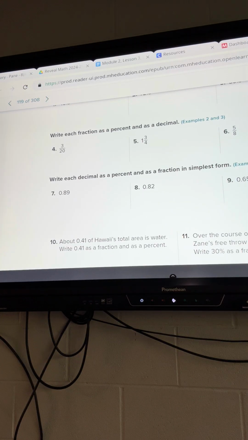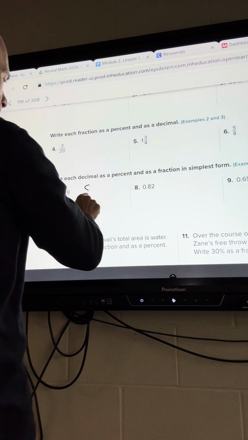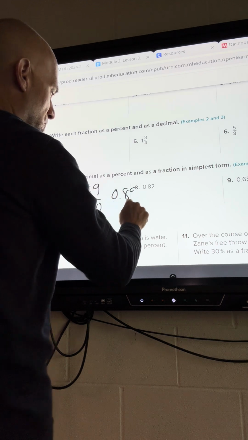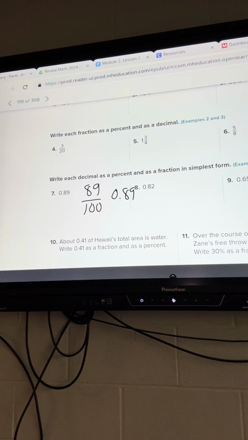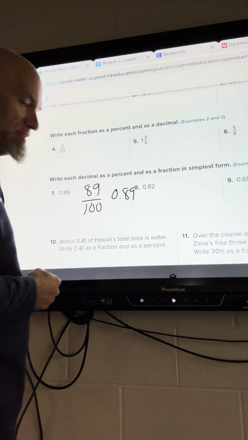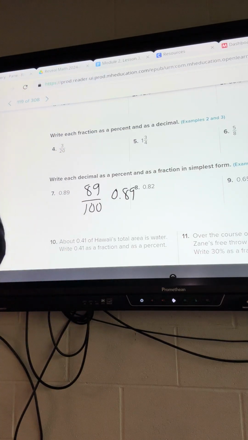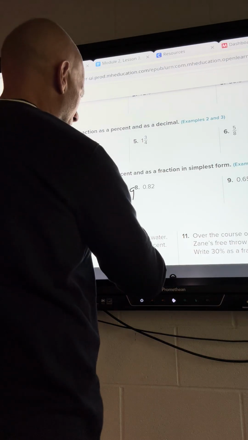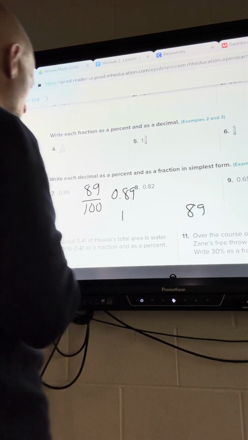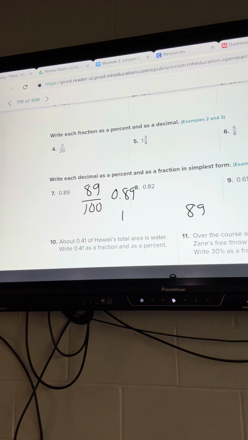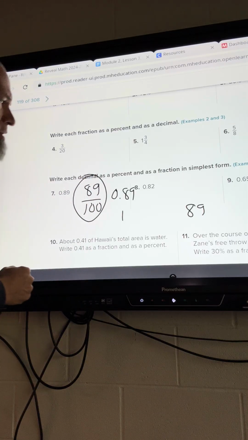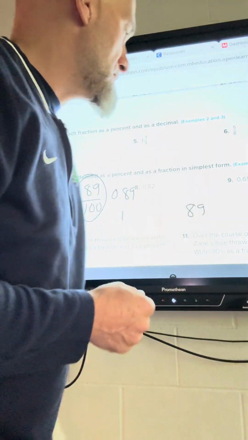All right, the next section: write each decimal as a percent and as a fraction in simplest form. All right, so 89 hundredths would be the fraction, and the decimal would, again, be the same pronunciation, 0.89. And then common factors for 89 and 100? Well, there are no common factors for 89 and 100. We already have simplest form here. I believe 89 is prime because 2 is not a factor, 3 is not a factor, and there's no way 4, 5, 6, no. So I believe we're already in simplest form here, 89 being prime. You can't go any further than that.